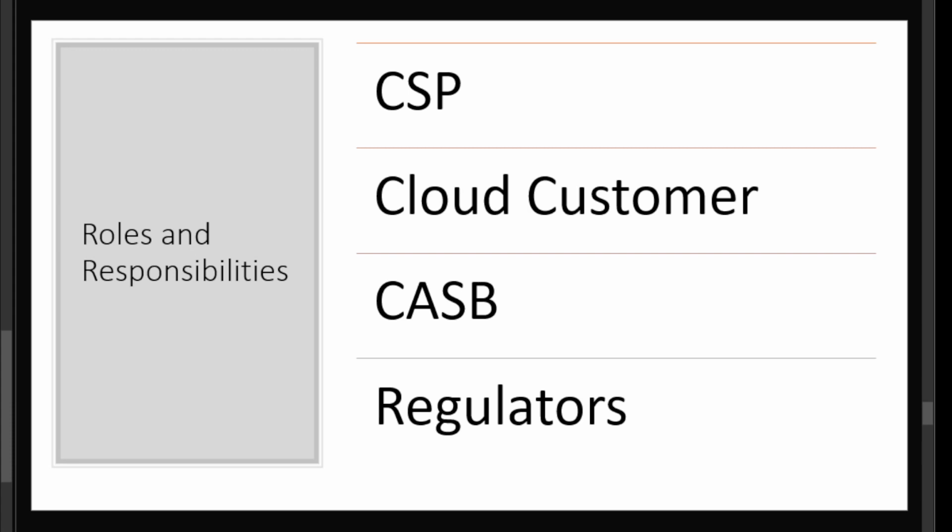So as far as roles and responsibilities go, there is the CSP, the cloud service provider, the cloud customer, the cloud access security broker, and regulators. So the CSP owns the data center that has all the hardware, employs the staff, manages the resources, monitors the service and provisions security, and provides administrative access for the customer and the customer's data and processing needs. CSPs would be like AWS, Amazon Web Services, Rackspace, or Microsoft's Azure.